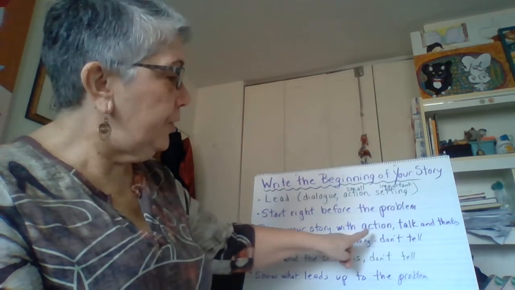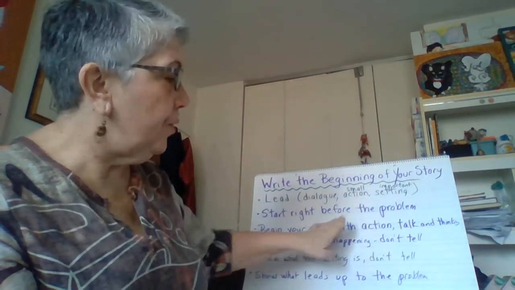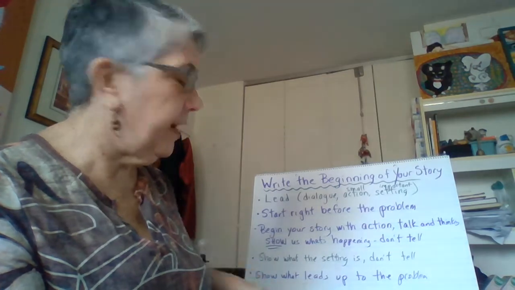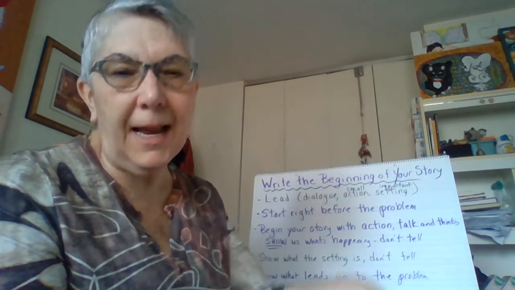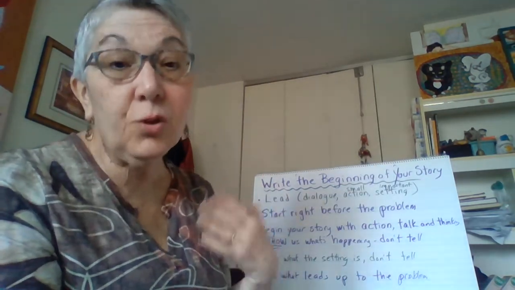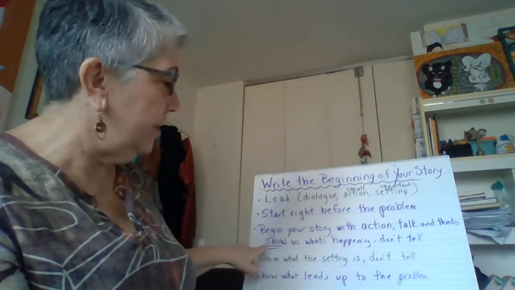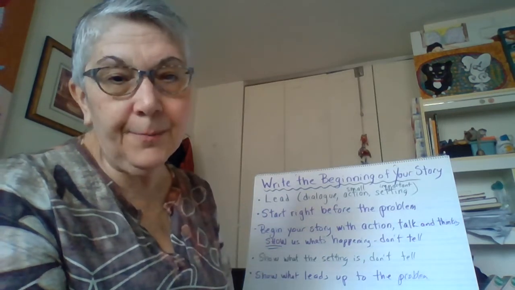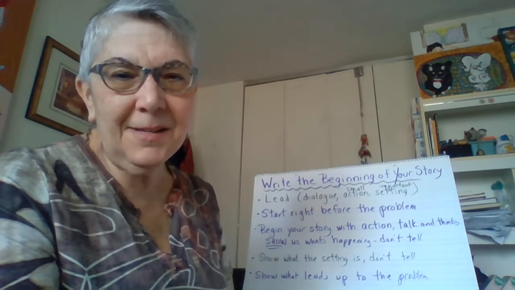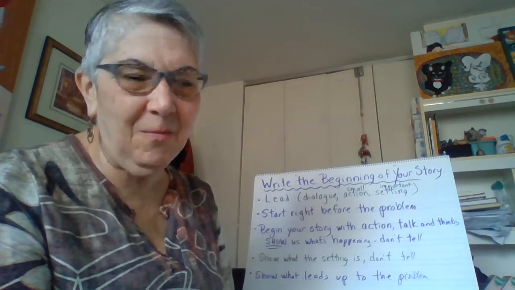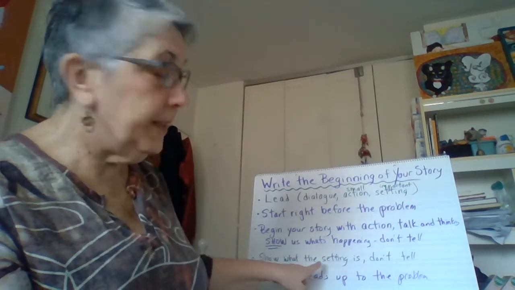And then I want you to make sure that when you're telling the beginning of your story, you use action, talk, and thinking more than telling the reader what's happening. So it has to be a storytelling voice to really interest your reader. Show your reader what's happening. Don't tell them. Just set the scene so that they can figure out what's happening. Show what the setting is.